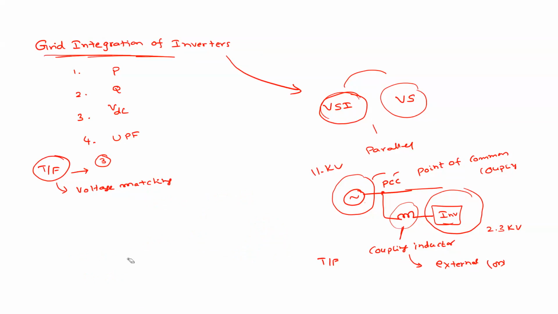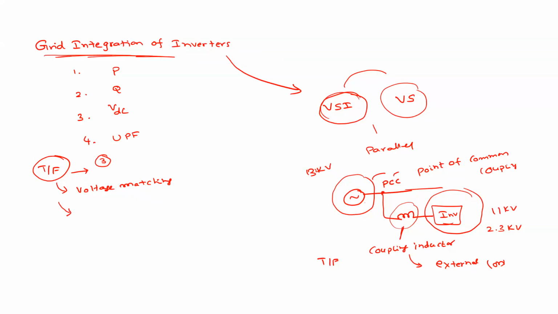You may not get the required voltage. For example, if the grid voltage is higher, say 132 kV, then constructing a 132 kV inverter is a costly thing. One of the easiest ways is to step down, for example to 11 kV, so you can place an 11 kV inverter here. So that means it will act as voltage matching. That is the first thing.